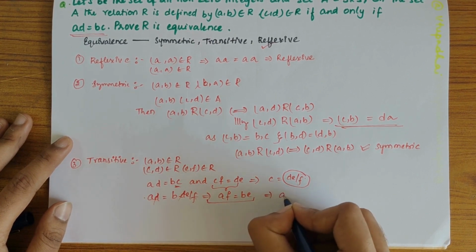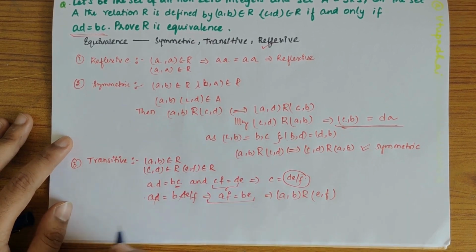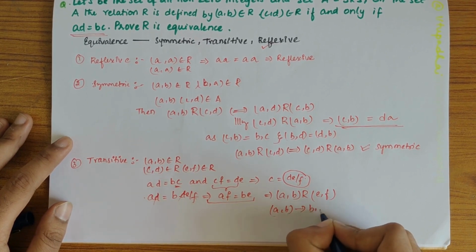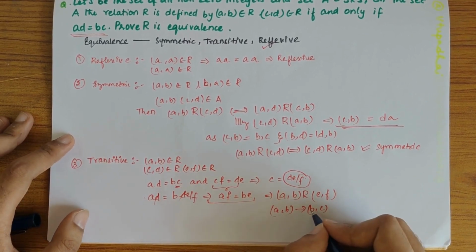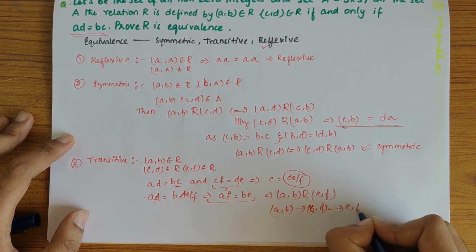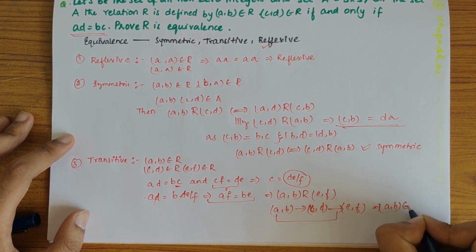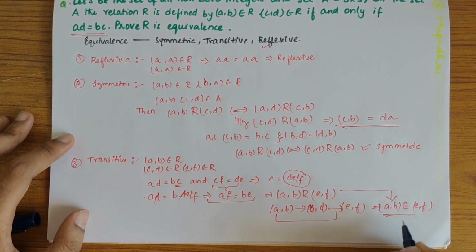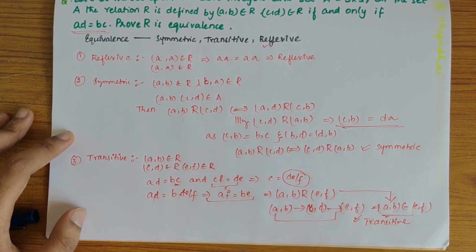So here we can say that (a, b) is related to (e, f). So that is what the condition is, right? (a, b) should be related to (c, d). This should be further related to (e, f). That is, we can make out a statement that (a, b) should be related to (e, f). So this condition is being satisfied here. Thus, it is transitive also.